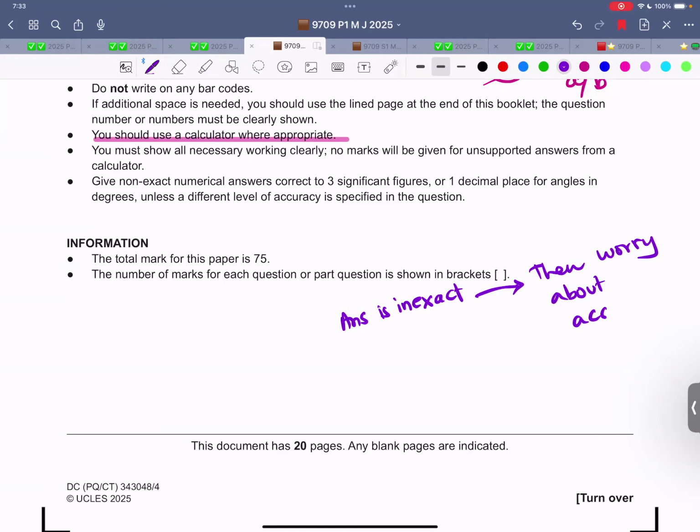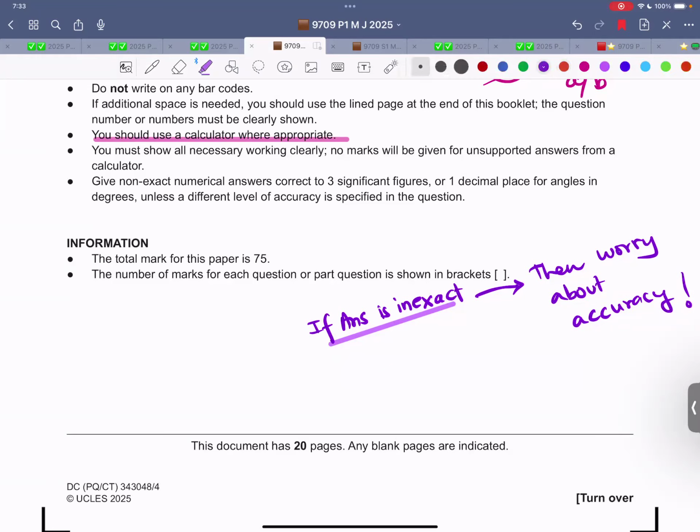Now, a lot of people have a habit of going to the calculator all of a sudden without even thinking, without even writing down the steps. People, you're not doing a great thing. You are basically reducing your chances of getting an A. So one of the things that we need to focus on is if the answer is inexact, then worry about accuracy.